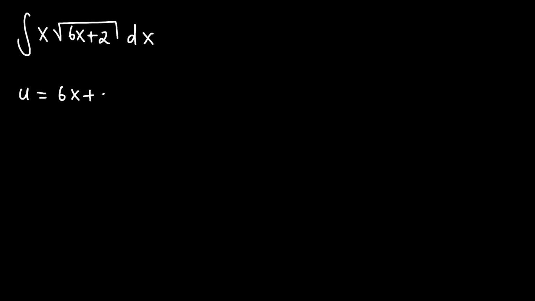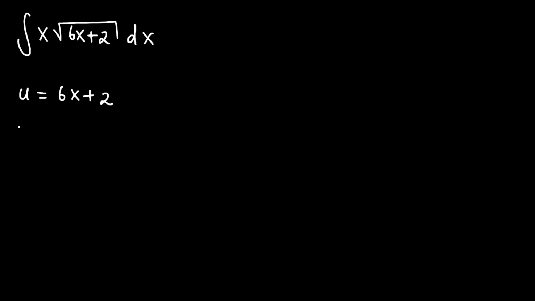Now what if you had the integral of x times the square root of 6x plus 2 times dx? How can you integrate this using U-Substitution? Now whenever you have such a problem, all you have to do is set u to be equal to the complex part. So we shall set u to be equal to 6x plus 2.